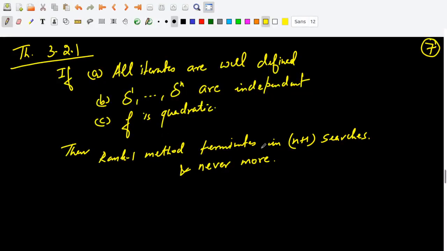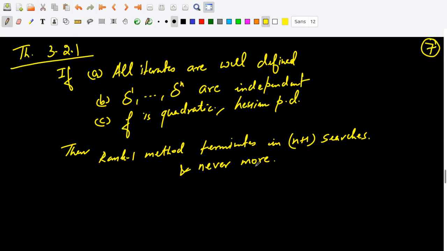It's not that I will converge only in the limit. When f is quadratic and the Hessian is positive definite, it must converge in n plus 1 searches. So that means already this method is better than steepest descent, because steepest descent may only converge in the limit and not really in finitely many steps. So this proof is somewhat important, because a similar proof can be used for later better methods.